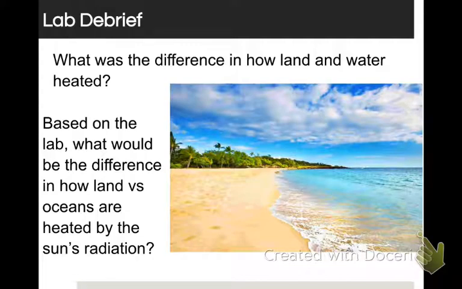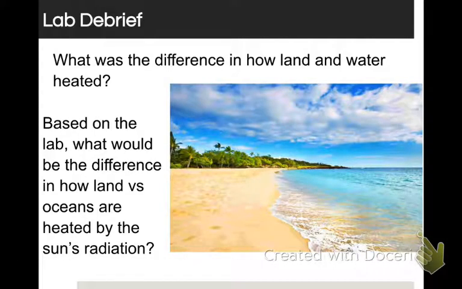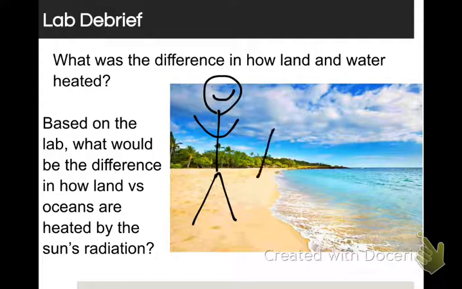Okay, so just as the question before it was asking, and just as I've already told you, the beach in this picture would be much warmer during the daytime than the ocean would. If you're standing on the beach and it's really sunny out, then the sand might be really hot and burn your feet. Well, why is that? That is because the sun is heating up the land very quickly, so it gets hot very fast.